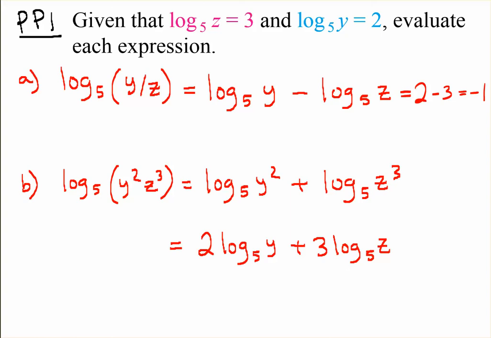Anybody with an answer? I heard that. 13 is good, yep. It's going to be 2 times 2 over here because of the definition, plus 3 times 3 because of the other definition, and eventually 4 plus 9 is 13. Okay, good there. Properties there, just making sure we understand them here.